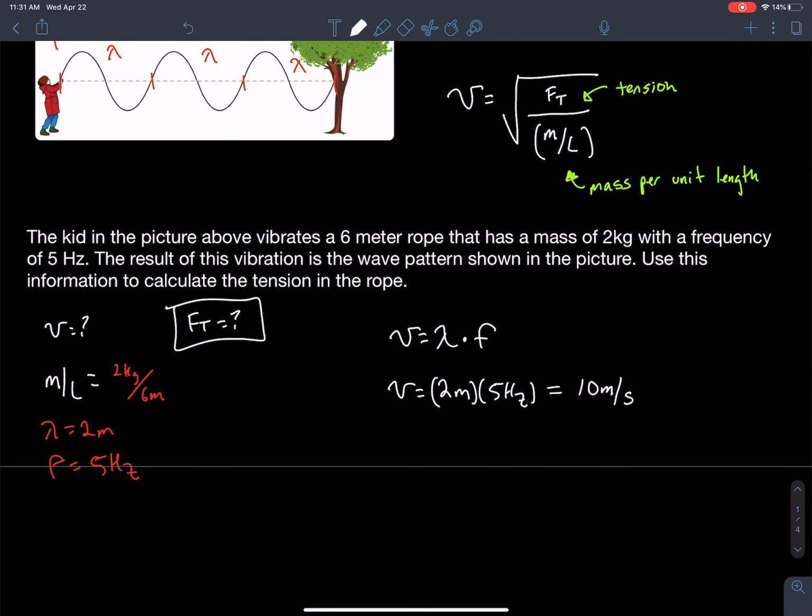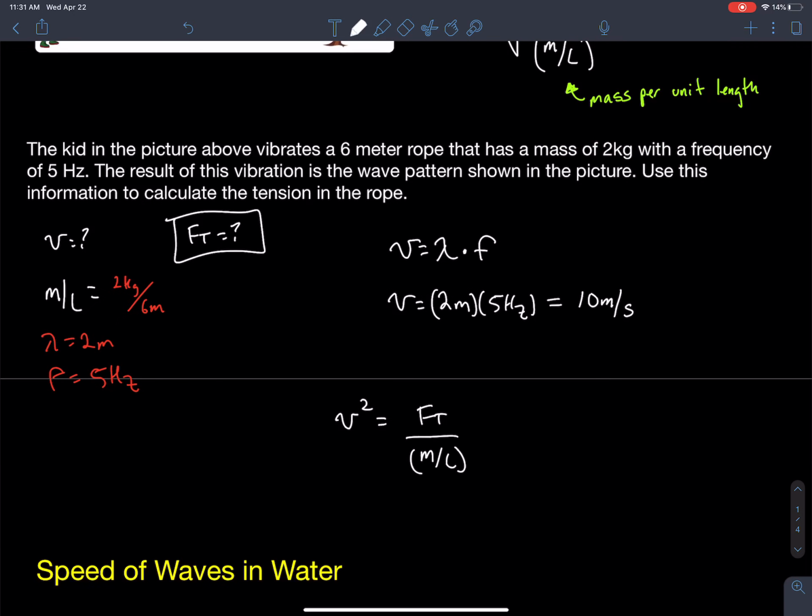And now that I have that, I can go back to the original equation to solve for the tension. So before I plug numbers in, I want to rearrange that original equation. Okay, so V squared is equal to Ft times m over L. Okay, so then V squared times m over L, I'm just going to show that I'm moving over here, is equal to Ft.